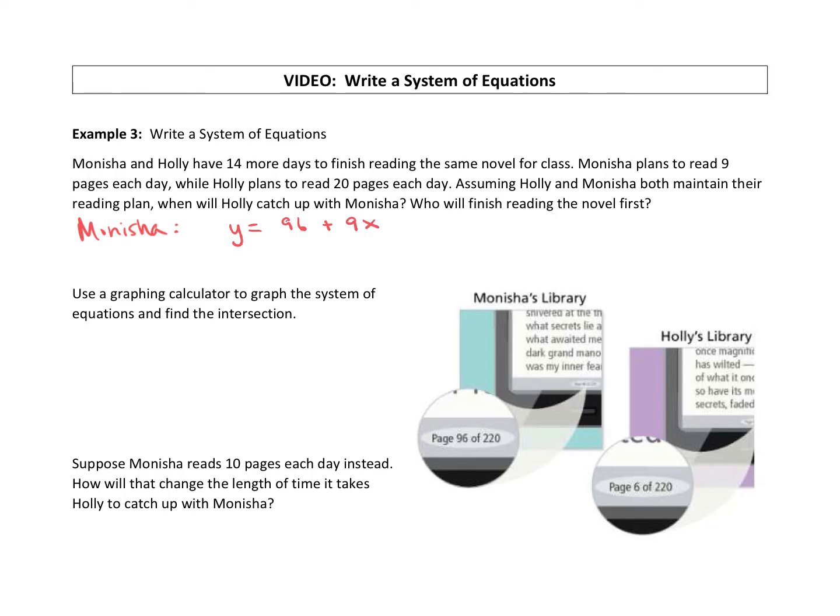So I just used an x and a y. I do want to make sure we're in the habit of defining our variables. Let's let x represent number of days, and let's let y equal total pages read.